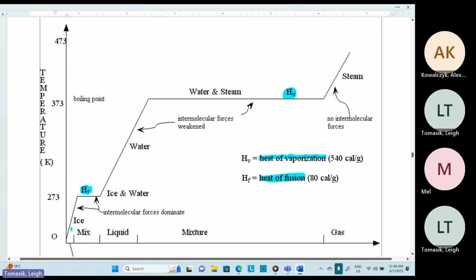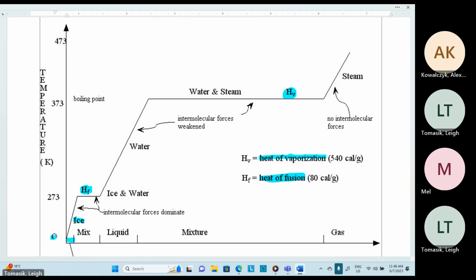So we start off with ice. This ice represents between here and here. This first slanty bit is all ice. And during the slanty bit, in this particular graph, ice is heated.